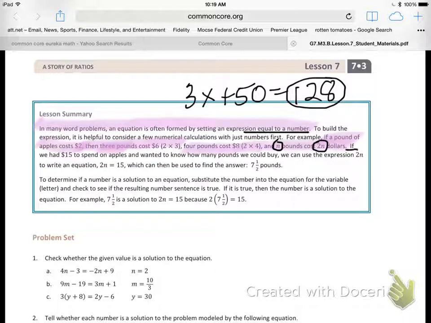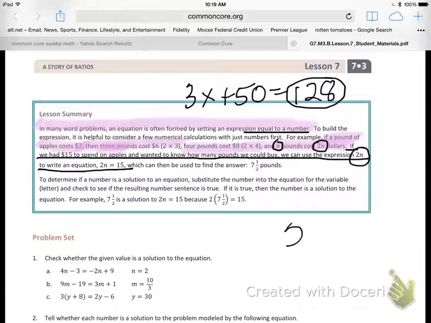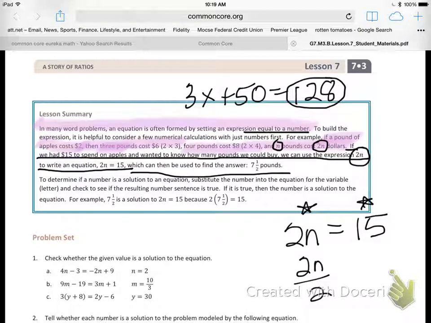If we had $15 to spend on apples and wanted to know how many pounds we could buy, we could use that expression that we just created, 2n, to write an equation, 2n equals 15. So this assumes that both of these sides are going to be equal, and there's a way to make them equal. You could find the answer 7.5 pounds this way, because you could just divide 2n by 2, and then divide 15 by 2, and you would get n equals 7.5, or 7.5 pounds.